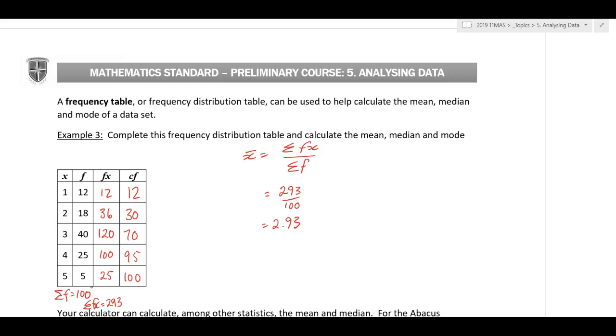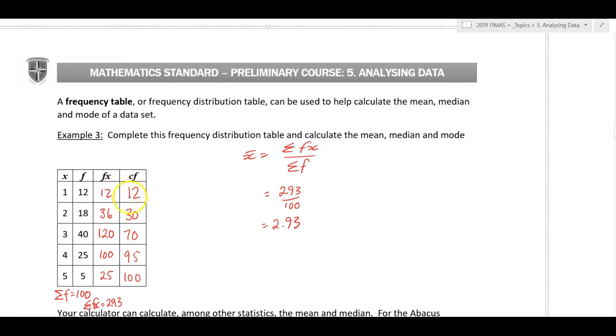Now, what this cumulative frequency column is helpful for is calculating the median in this case. Now, we know that the median separates the top half from the bottom half, and that we've got 100 scores. So there's 50 scores in the bottom group, and there's 50 scores in the top group. So somewhere between the 50th and the 51st score is our median. Now, where does that happen?